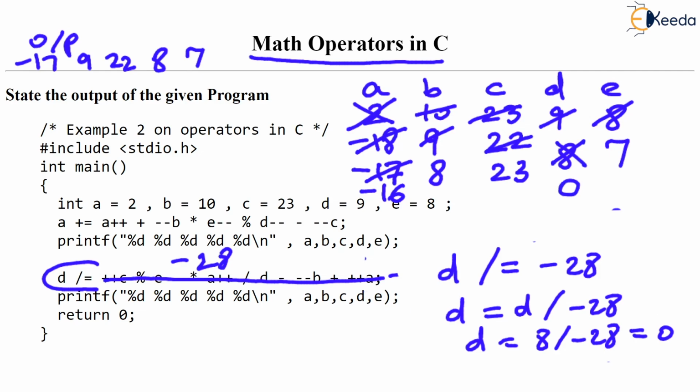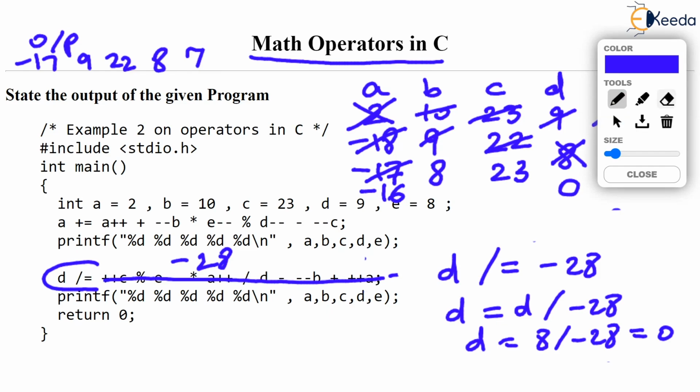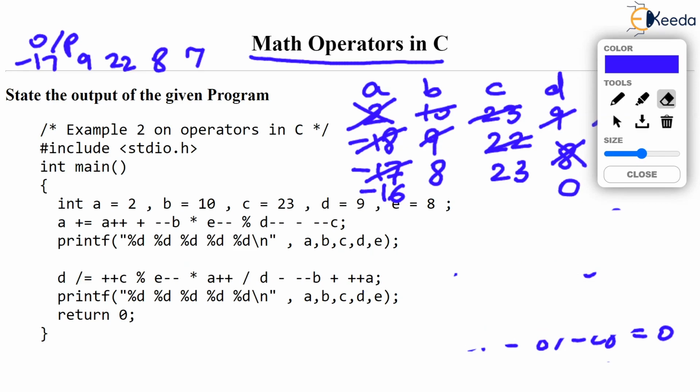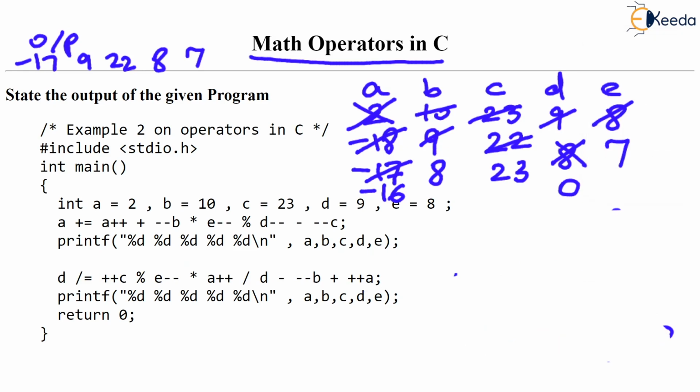So we have finished with the expression. Are we? No, no, no. Wait a minute. There is something more remaining. Remember, there are postfix operators pending in the expression. So this E minus minus was pending. So E will reduce by 1. So E was 7, now becomes 6. This A plus plus is pending. This is postfix. And A was minus 16. Now A is increased by 1. So it becomes minus 15. And there are no more postfix expressions.